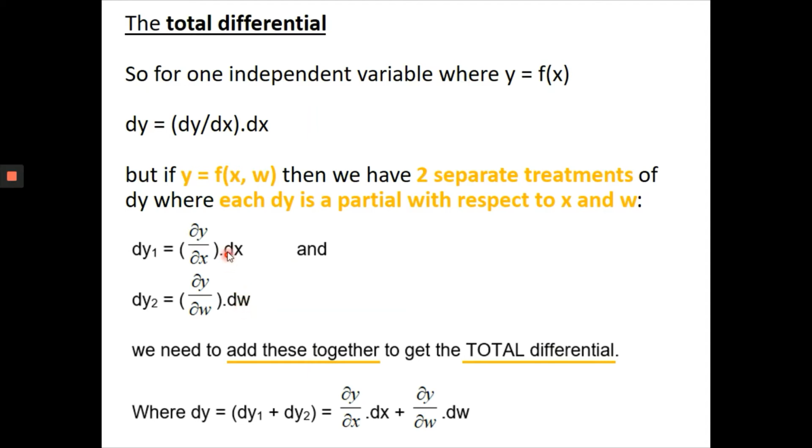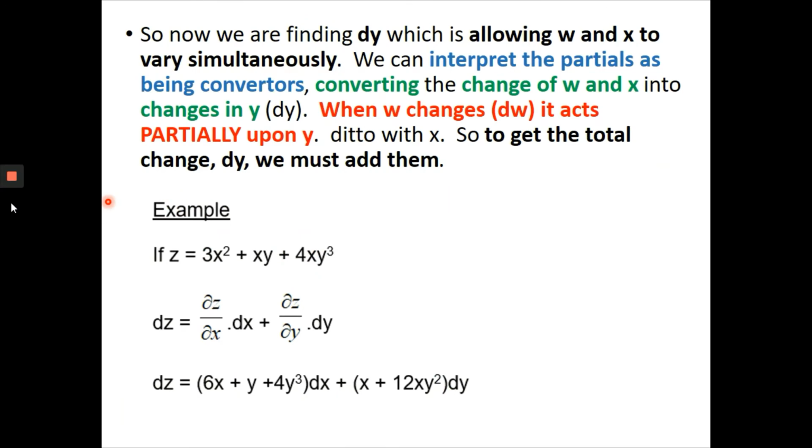We would then need to add both of these together to get the total differential dy in this case, because it's by adding these together that we'd be able to work out the sum of the change in y that occurs from a change in x and w. So as indicated here, we are now finding the differential dy, and we are allowing w and x to change simultaneously at the same time.